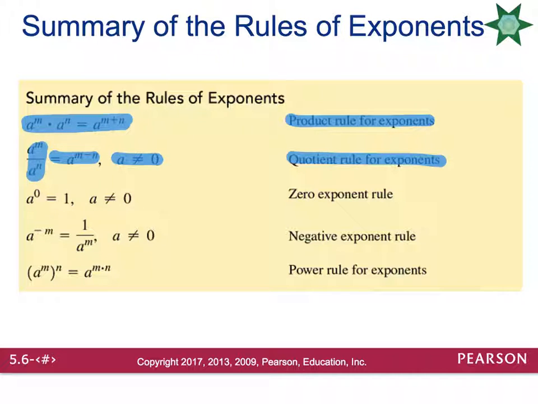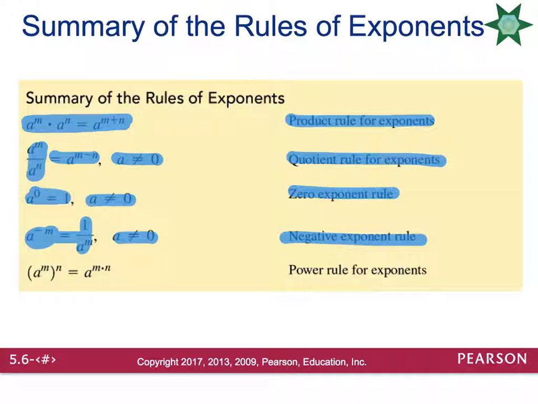Our 0 exponent rule: anytime you take something to the 0 power, as long as it's not 0, you get 1. Our negative exponent rule: if you take a to the minus m, it's 1 over a to the plus m, and that also can't be 0. And then finally, the last thing we looked at, our power rule for exponents, is a to the m to the nth power is a to the m times n.